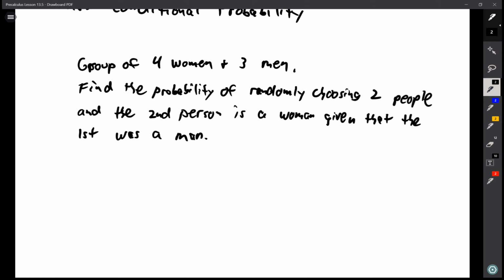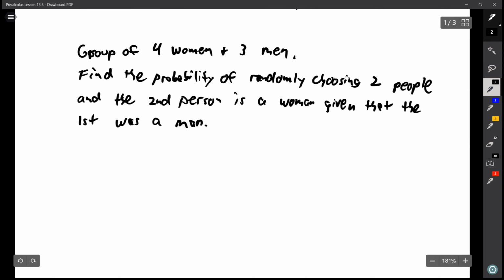So we have some kind of condition. The condition is we are assuming that the condition has happened or will happen. And in particular, we are assuming that you randomly selected the first person and that person was a man. Okay? And now that a man has been selected from the group, we are looking at the probability that we select a woman.